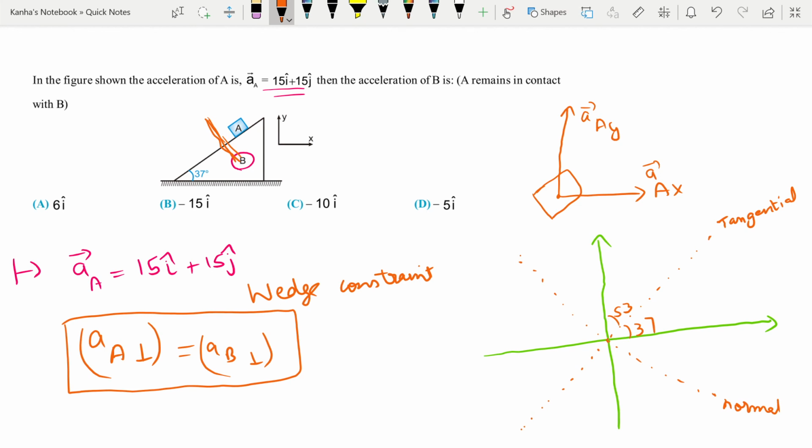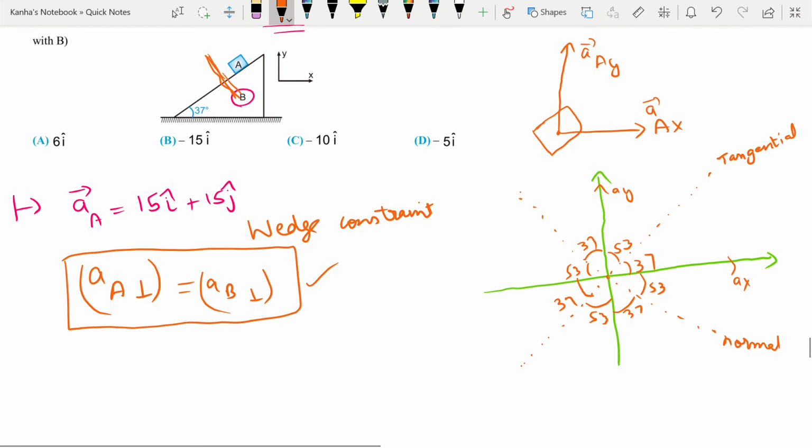If I just write these angles, you can easily see that these angles are 37, 53, 37, 53, 37 and 53. Now you had your accelerations in the x and y directions, like ax and ay. So now you need to find the accelerations in the components that are perpendicular to the wedge. So what are those components? I'll just write them down using another pen.